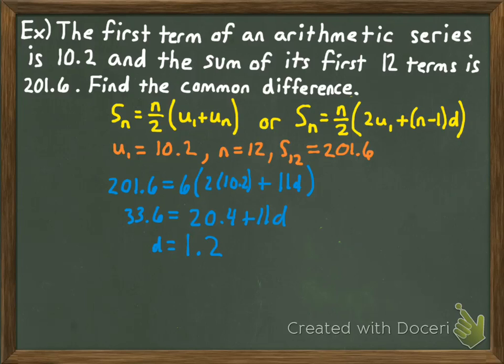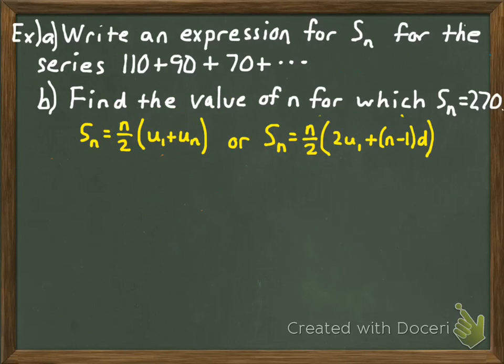Great. All right, so you have the concept already. We just have to see different types of questions they can ask you and different ways of presenting information, which is why we have these next two examples. Let's try this next. You see this series that we're trying to work with written there. It says write an expression for s of n for that series, and then find the value of n for which the sum of the first n terms is 270. All right, let's go ahead with part A.